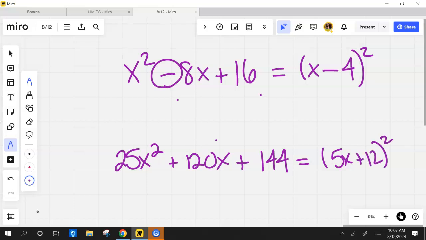Do you know how long you'd be here if you multiplied 25 times 144 and tried to find the two things that added to 120? Right? So it's a good shortcut for that. Now, Will, what'd you ask me? How did I do that? Because x times x and 4 times 4. I did 8.